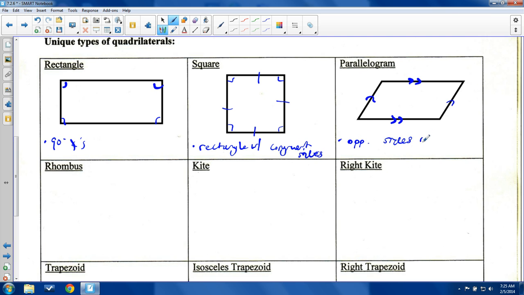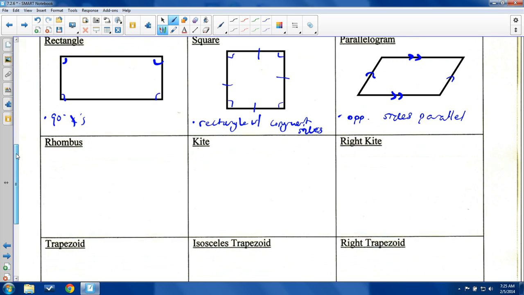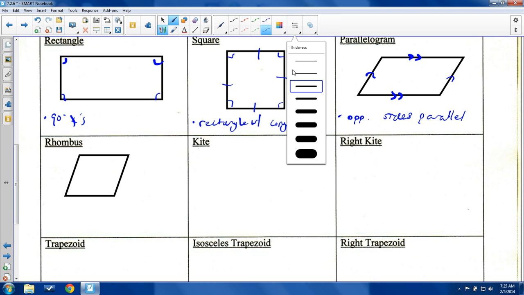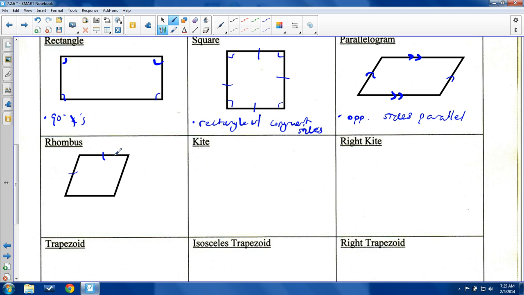Now, like I said, there are a lot more properties in these guys. Just these are the distinguishable things about them. A rhombus is a specific type of parallelogram. It's a parallelogram with all sides congruent. Okay. So these markings are important as far as unique identifiers.